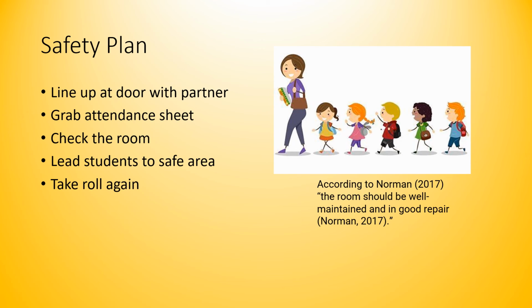I will have my attendance sheet and make sure all students are present. I will check the room and make sure there's no students left in the room. I will then lead my students to the appropriate safe area the school assigned for us. And then I'll take roll again once we get to our safe area to make sure all my students are there.